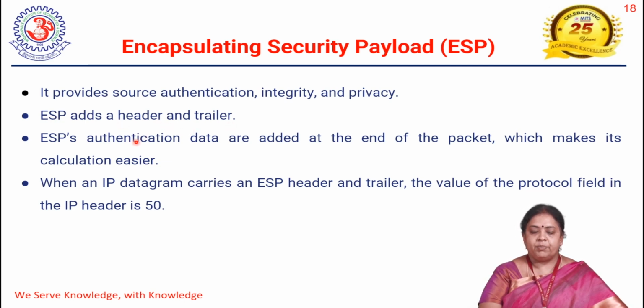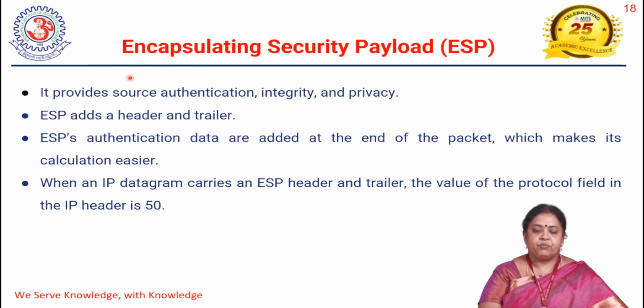Authentication data is placed at the end of the packet. When an IP datagram carries an ESP header and trailer, the value of the protocol field will be 50. If the IP packet is carrying the AH protocol, the value will be 51. If the packet is protected by ESP, the value will be 50. That is the difference. The AH protocol gives authentication as well as integrity, but not privacy. In order to include privacy, we go for another protocol, called the ESP protocol.